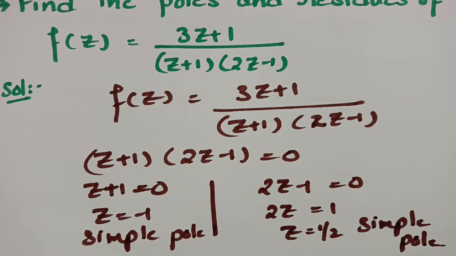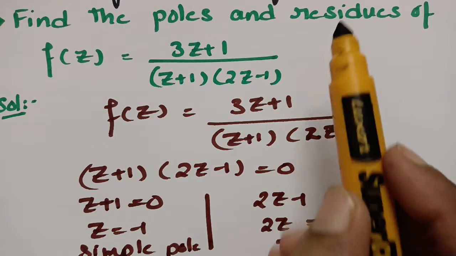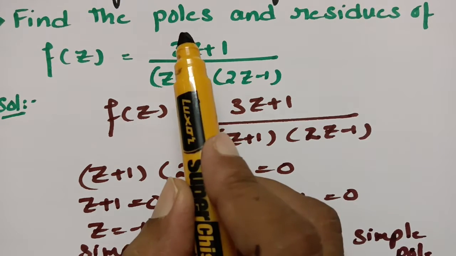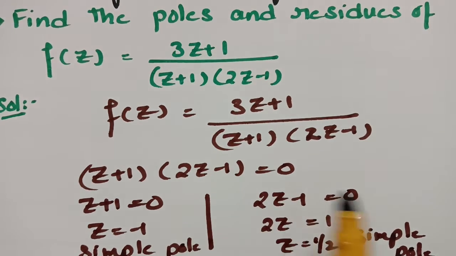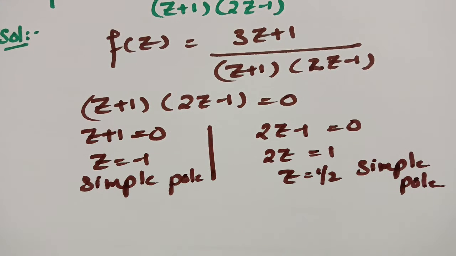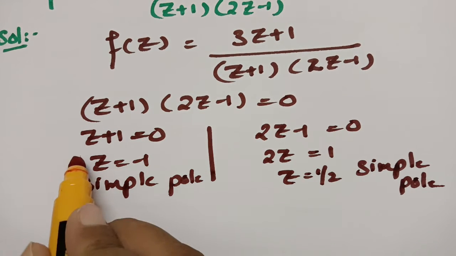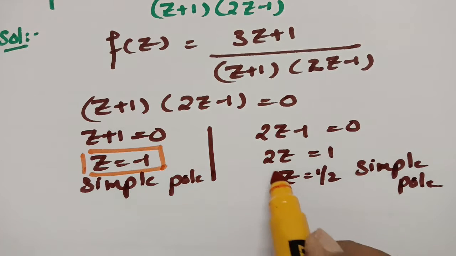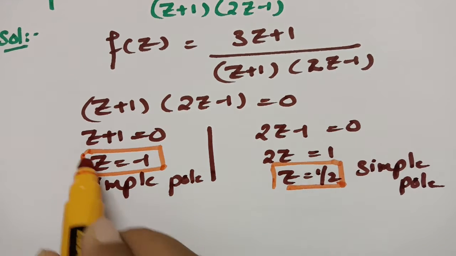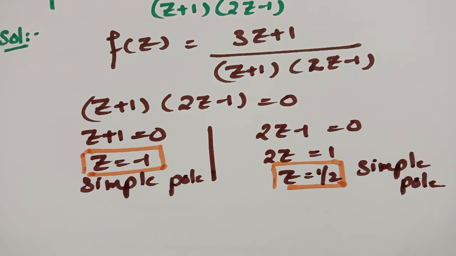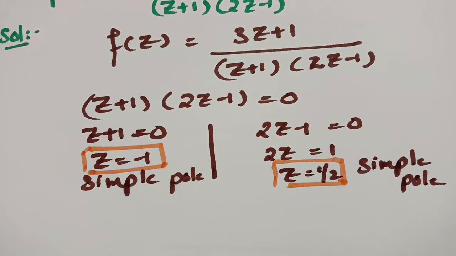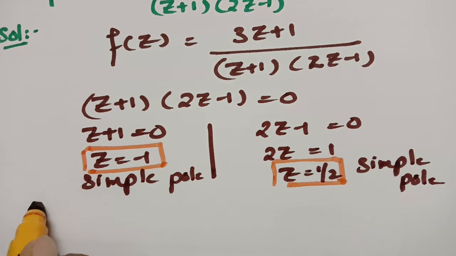Now we have to find the residues. How do we find the residues for the given function? In order to find the poles, we equated the denominator to 0 and we got two poles. The first pole is z = -1 and the second pole is z = 1/2. Now we have to find the residues for these poles. First of all, we find the residue for the simple pole z = -1.